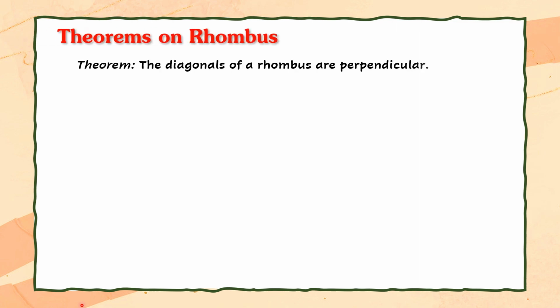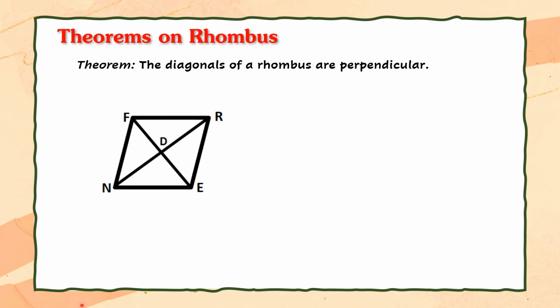Next, let us have now the theorems on rhombus. So, one of the theorems states that the diagonals of a rhombus are perpendicular. So, let us try to prove the theorem. We have here our given: parallelogram FREN is a rhombus. We need to prove that diagonal FE is perpendicular to diagonal RN.